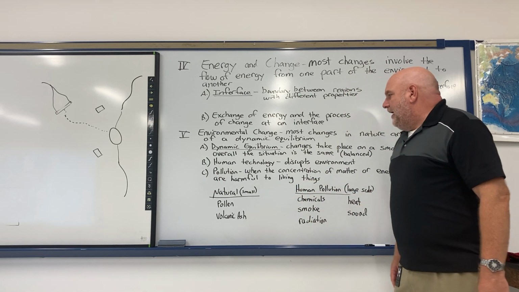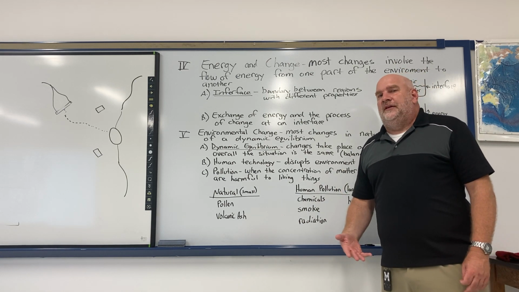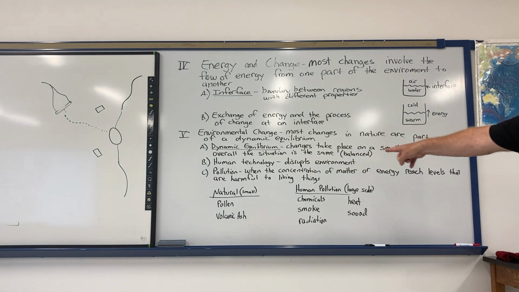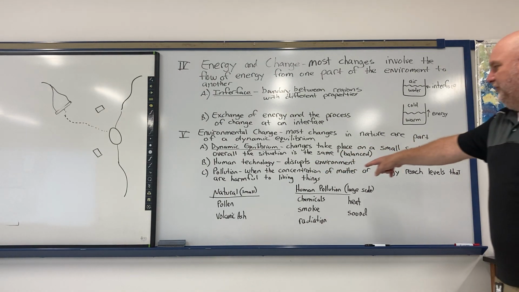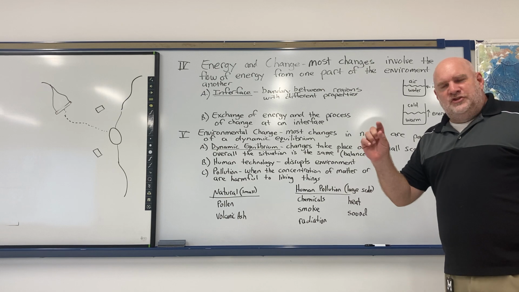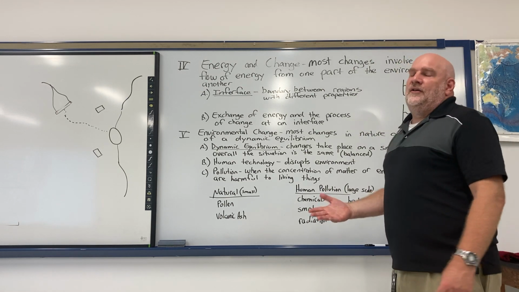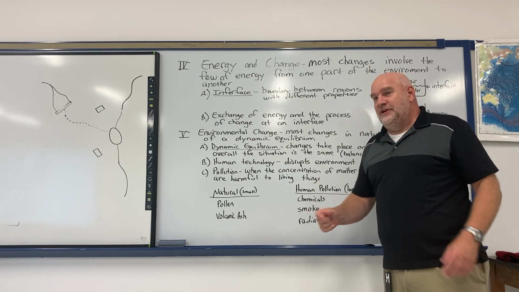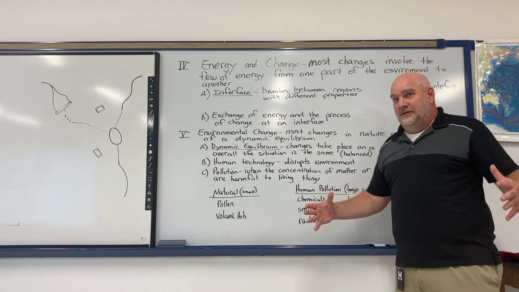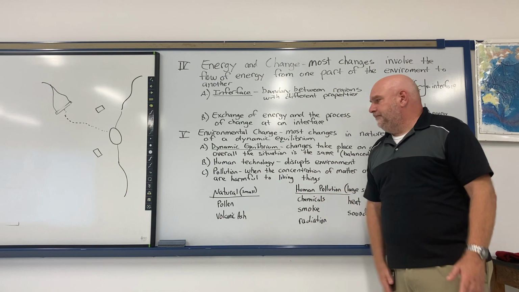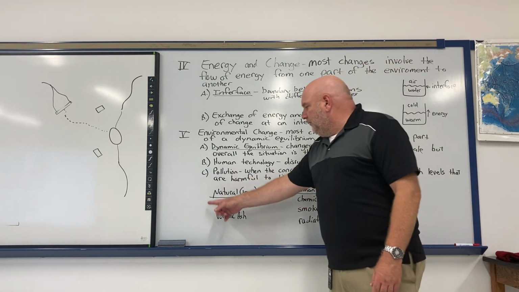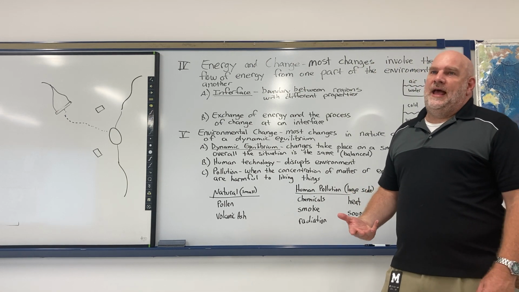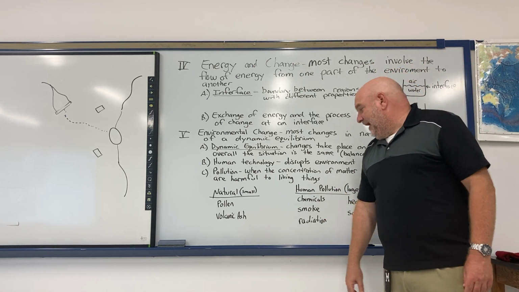Now, just the presence of something doesn't necessarily mean it's pollution. To be a pollutant, it has to be when the concentration of matter or energy reaches levels that are harmful to living things. So just a little bit of volcanic ash wouldn't necessarily be considered a pollutant, because a little bit of volcanic ash isn't going to cause damage. But lots of volcanic ash would be considered a pollutant. So there are some forms of natural pollutants. But by and large, most of the pollutants that we have in the world are ones that are man-made.